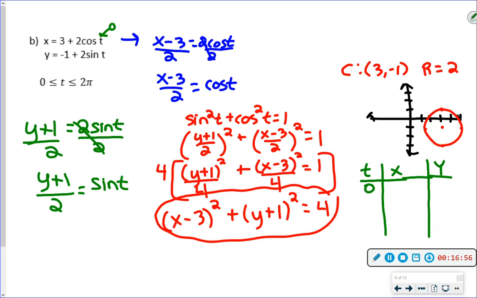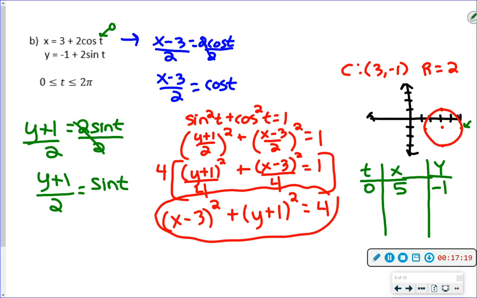Cos of 0 times 2 plus 3. Okay? I'm going to go ahead and put 0 in this guy too. Sine of 0. 0 times 2, 0, negative 1. Okay, so 5, negative 1. That's kind of where we're starting. I'm not marking the path, I'm just pointing out that's where we're starting. Let's throw another point in here.